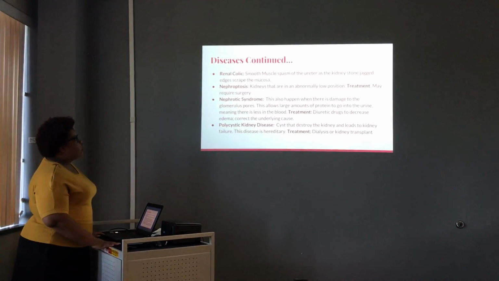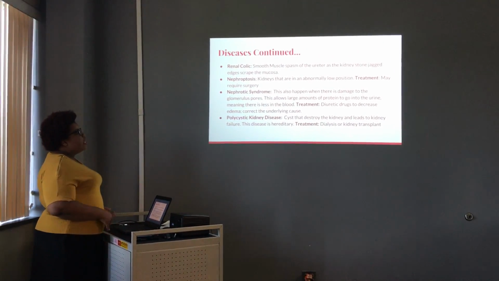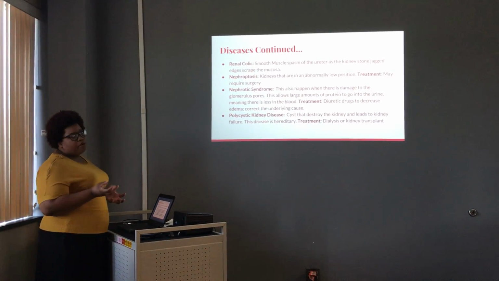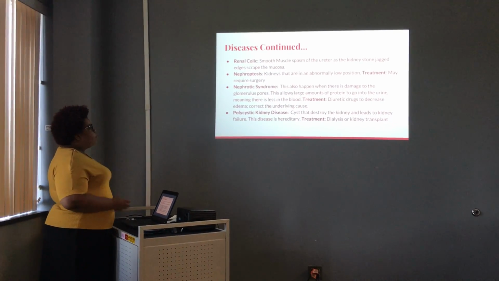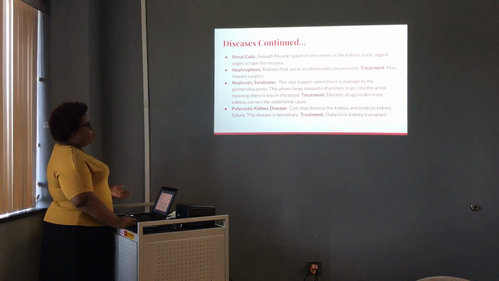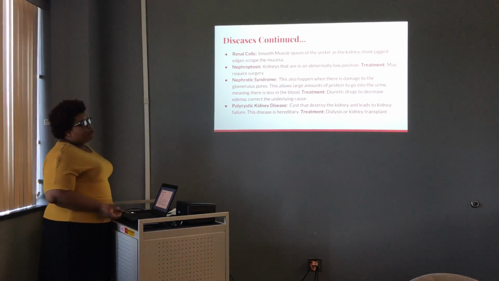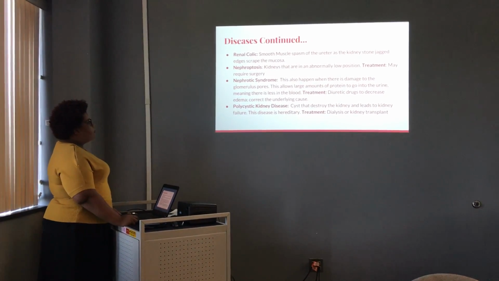We also have renal colic, which is smooth muscle spasm of the ureter as the kidney stone's jagged edges scrape across the mucosa. Nephroptosis is a kidney that is in an abnormally low position. This treatment may require surgery, such as a nephropexy.